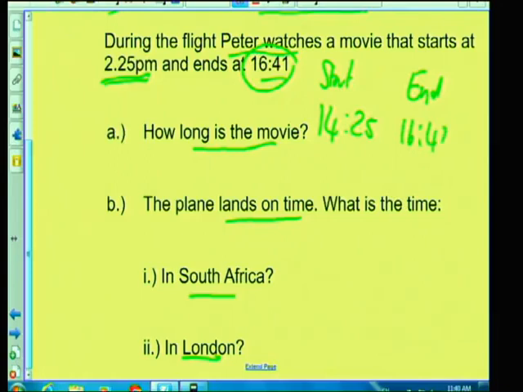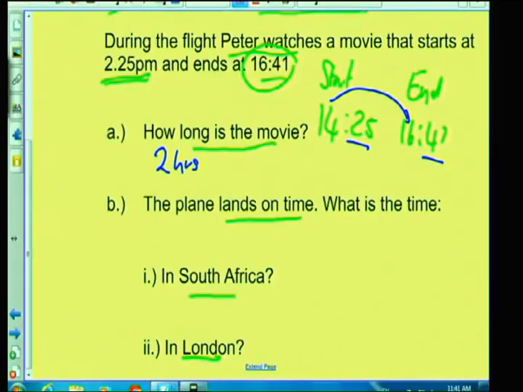Now, guys, I hope you can see that you can almost do this in your head, because you can say to yourself, well, I know that to go from 14 to 16, that's 2 hours. So I know that the movie is 2 hours to a certain point. Now the difference is I've got 41 and 25. Let's count it: we start at 2:25, 3:25, 4:25. That's my 2 hours. So now I'm going from 25 to 41.